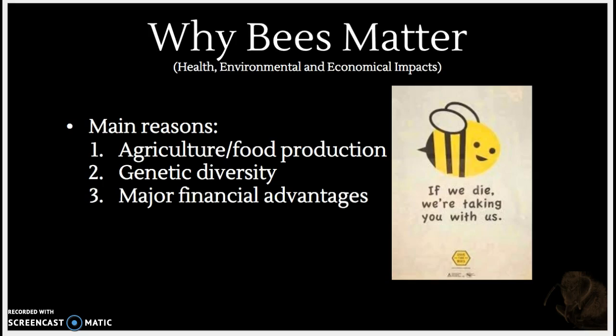Bees, along with butterflies and other insects, are the major sources of plant and crop pollinators around the world. This section will focus on why bees are important as they relate to the United States. Bees create genetic diversity among plants and crops through a process called cross-pollination, which will be explained later. Finally, letting bees do the work for us creates significant financial advantages.